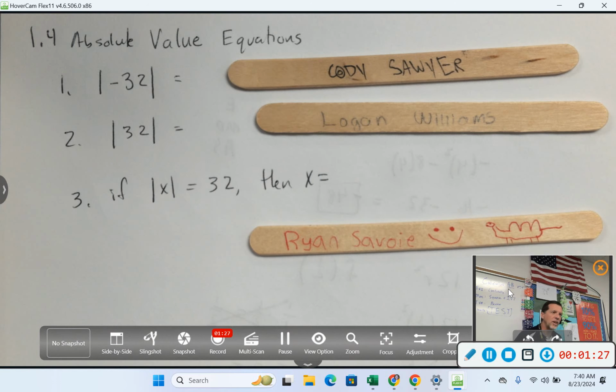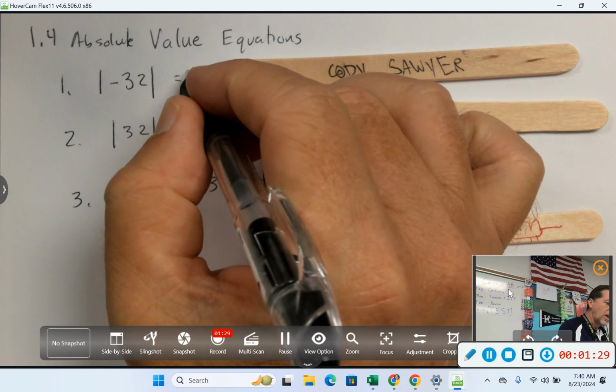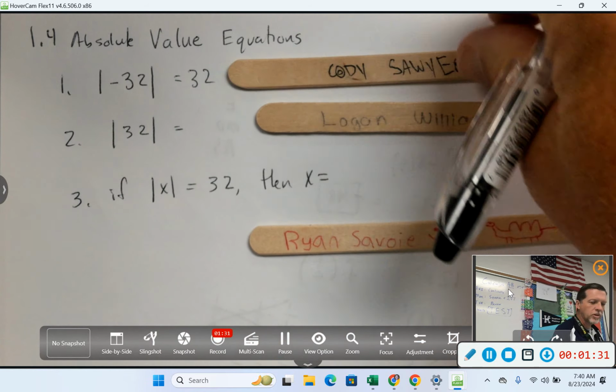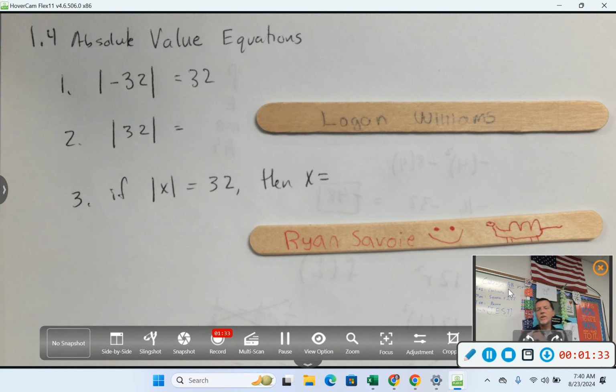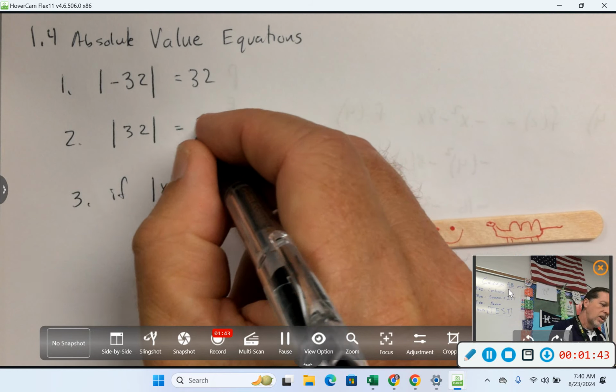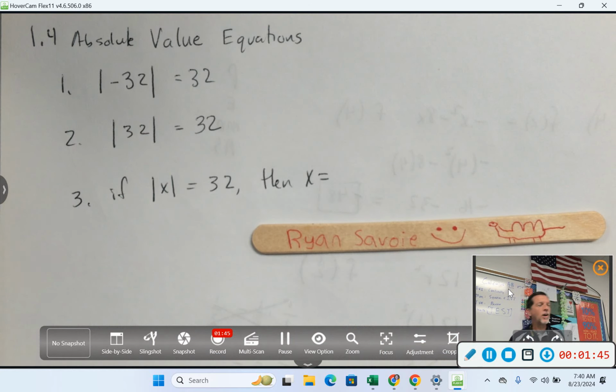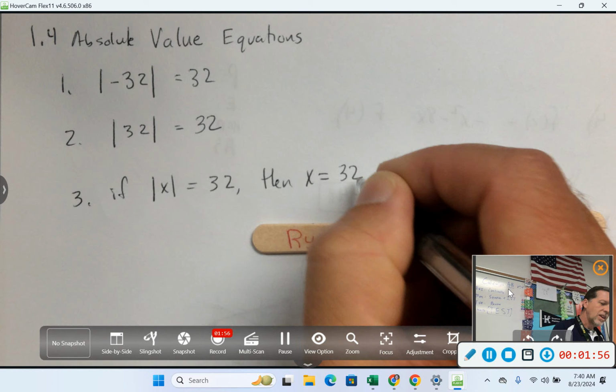Cody, what's the absolute value of negative 32? It would just be 32. Of course it would. Logan, how about the absolute value of 32? Negative 32. Oh, absolute value turns things positive? So it would just be 32. Okay, Ryan, you have to think backwards. If the answer is 32, then what was the thing that was in parentheses? 32. Is there anything else that could have been? Negative 32.